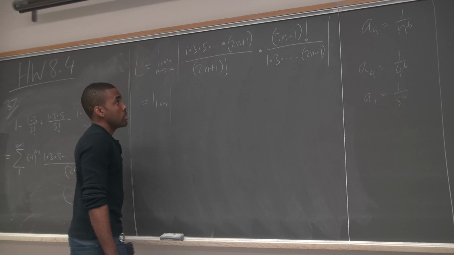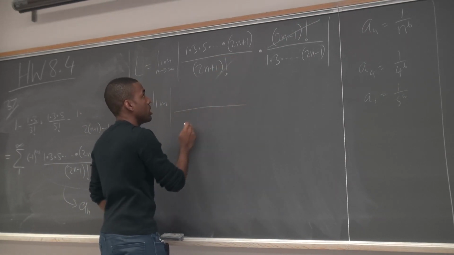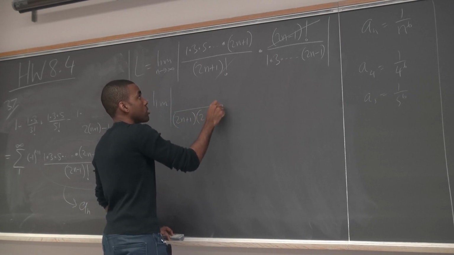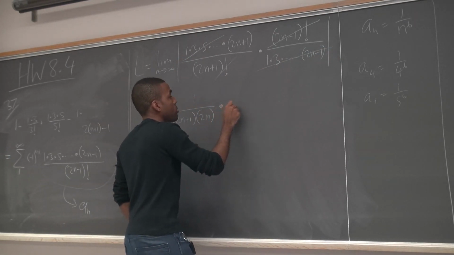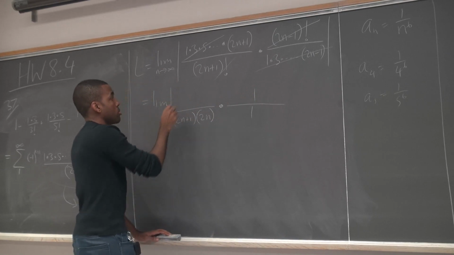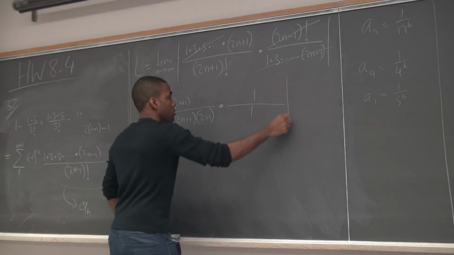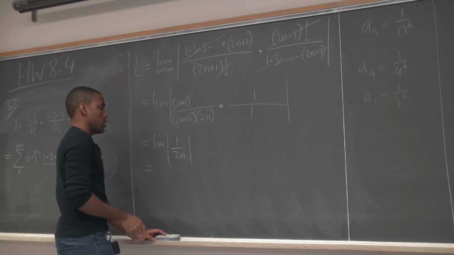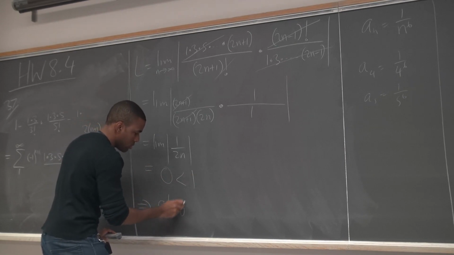And what's going to happen? This is going to cancel some terms. I'm going to be left over with 2n plus 1 times 2n. All of this is going to cancel with a bunch of those. And so on top I'm going to have 2n plus 1, the next odd power down being 2n minus 1. That's just 1 over 2n because this cancels. That limit is 0, which is less than 1. So this is absolutely convergent.